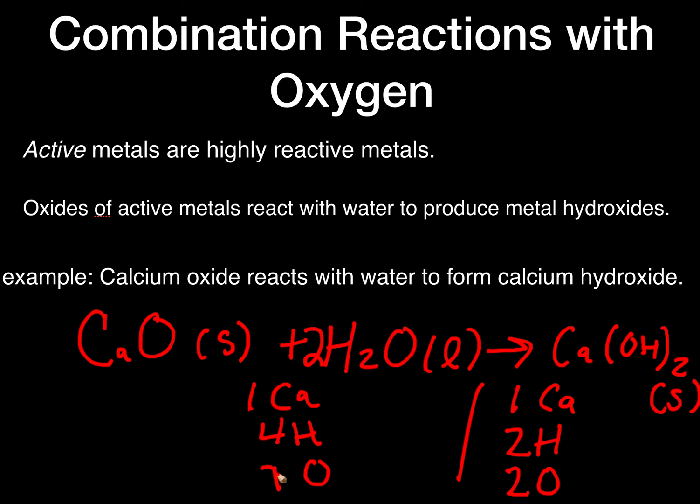And 2 oxygens. But now we run into another problem. We have 4 hydrogens on the left and only 2 on the right. So let's put a 2 in front of this calcium. We'll go from here. Sometimes balancing chemical equations could be guess and check.